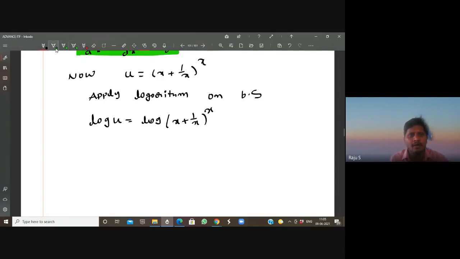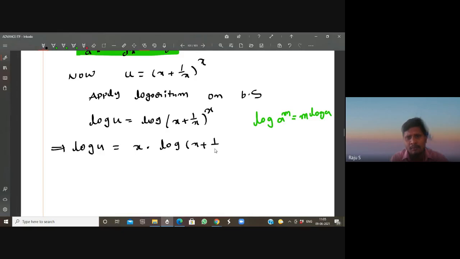Now what is the formula we need to apply here? Log a power m is equal to m log a. Clear? So the left side is log u alone, and the right side is x into log of (x plus 1 by x). Now you have to differentiate with respect to x on both sides. You cannot differentiate u directly, it is not a standard form.